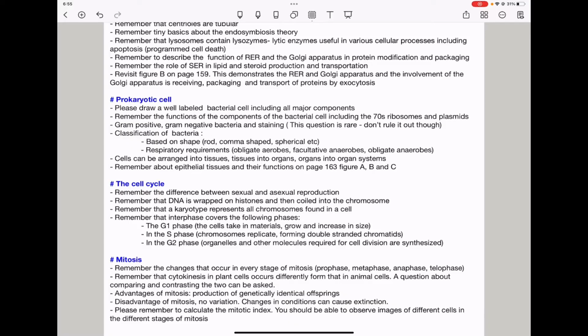You need to remember how to calculate the mitotic index, and you should be able to observe images of different cells in different stages of mitosis so that you can use that to calculate the mitotic index.